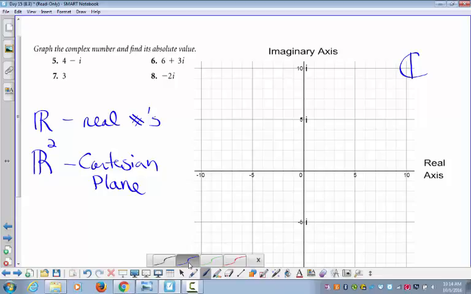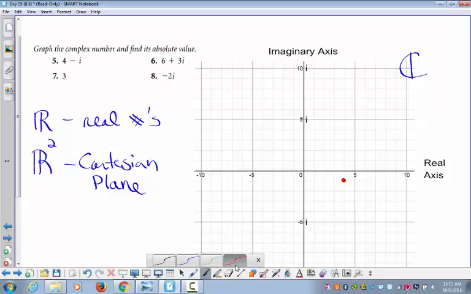And the horizontal axis we call the real axis. The imaginary axis is the vertical axis. And the number 4 minus i means go 4 in the real direction and down 1 in the i direction. So that is the number 4 minus i. So it's a two-dimensional set of numbers, and we treat it almost like an ordered pair. Very similar to an ordered pair.